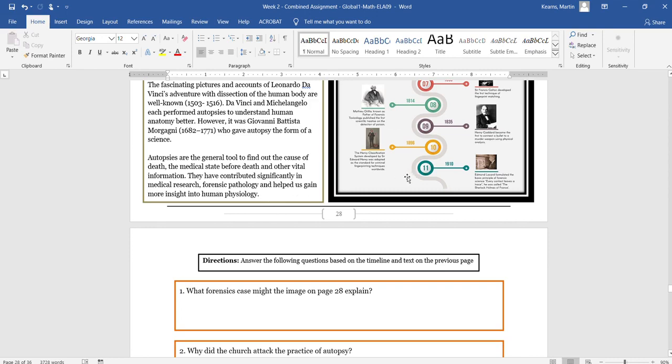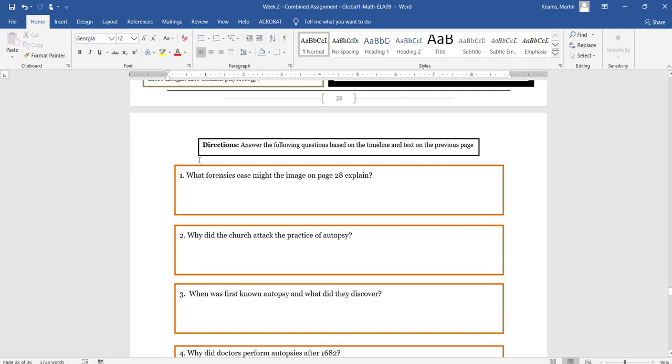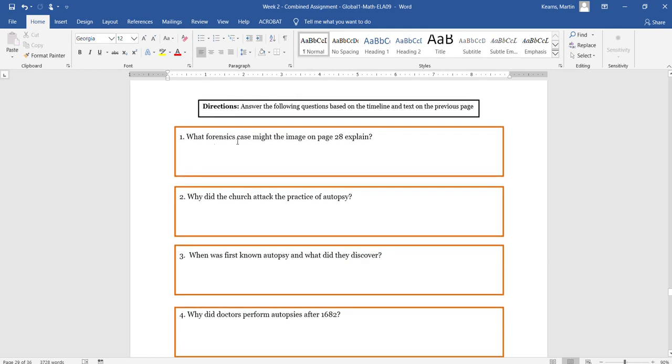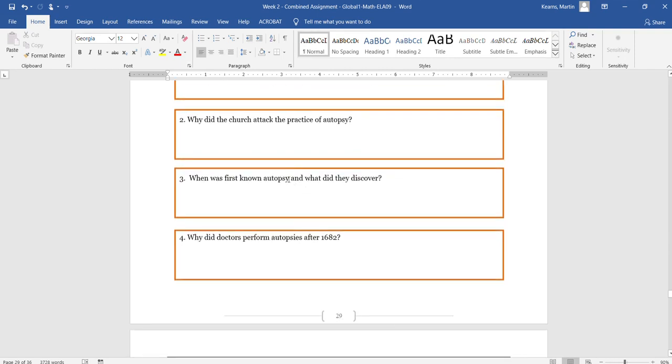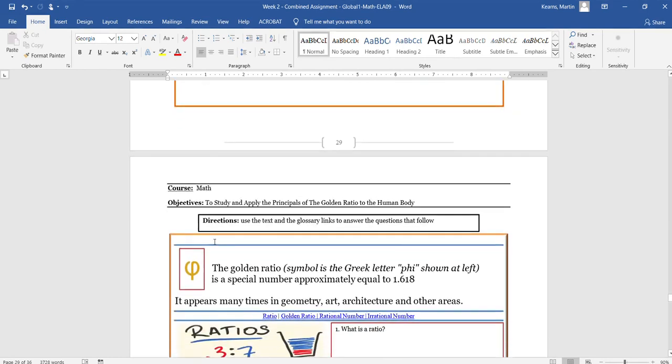All right. So you're going to use that information, the information from the original reading, the video, and the pictures to answer the questions down here. What forensics case might the image on page 28 explain? Why did the church attack the practice of autopsy? When was the first known autopsy and what did they discover? And why did doctors perform autopsies after 1682?